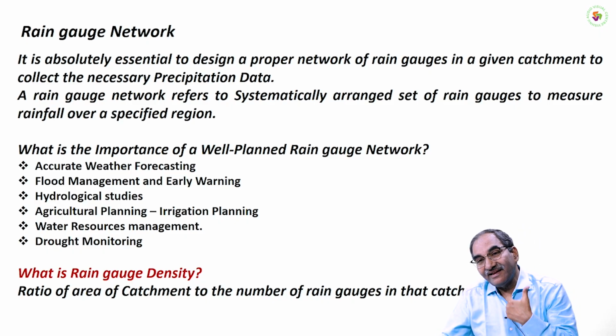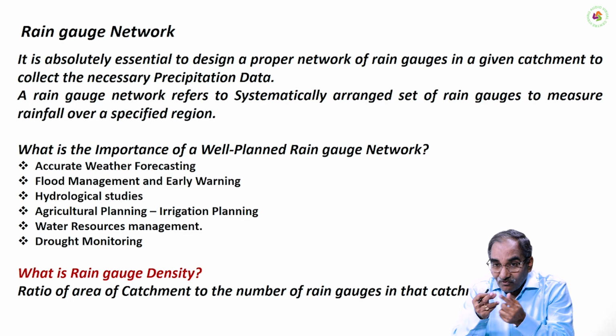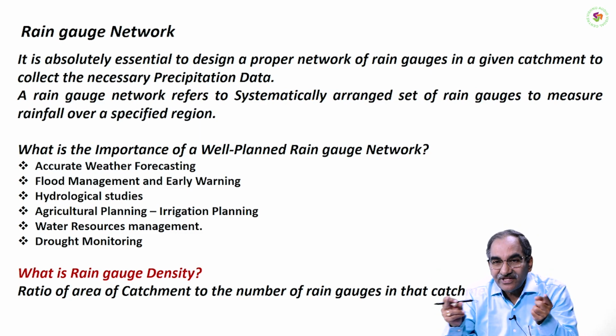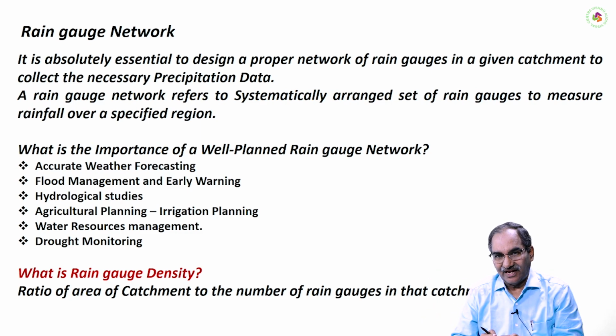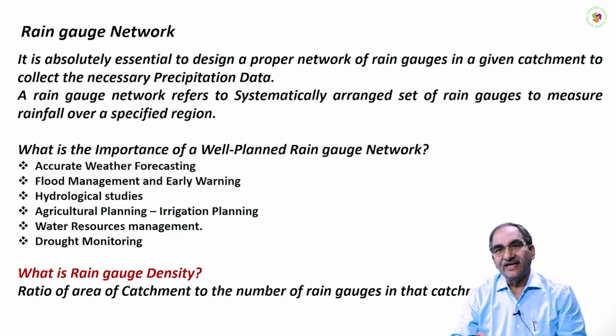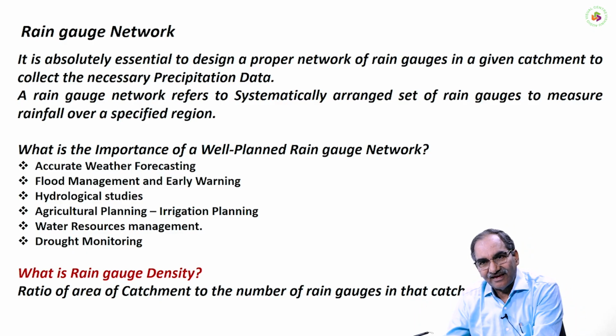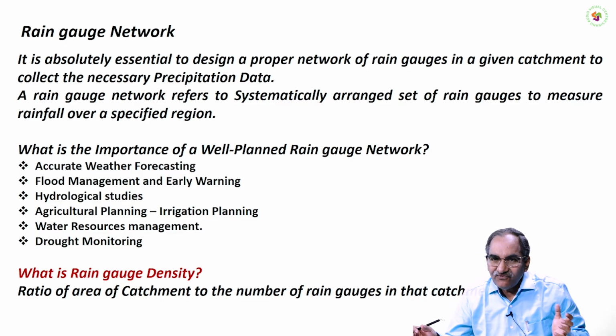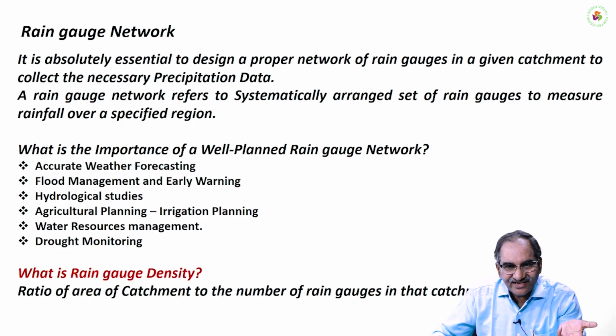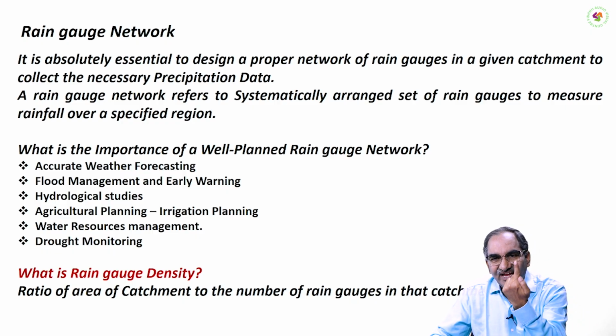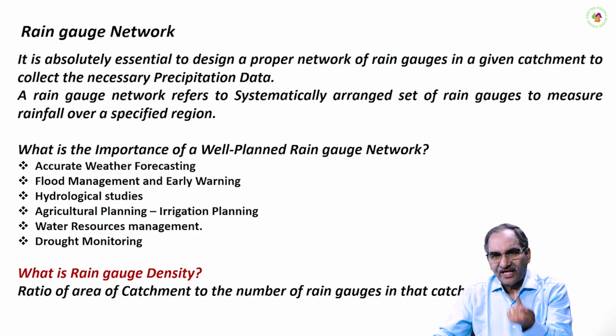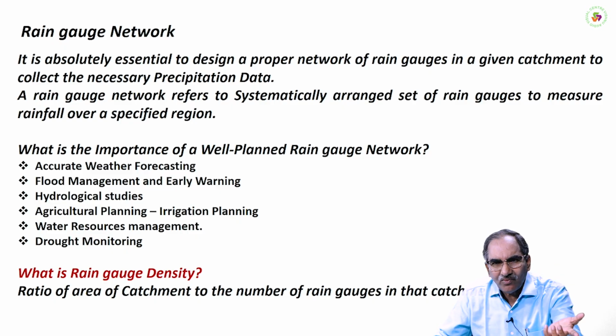And what do you mean by rain gauge density? For example, the entire area of Telangana divided by the number of rain gauges available in Telangana gives you the density. That means each rain gauge occupies, or represents, how much area. That is how the density is defined.